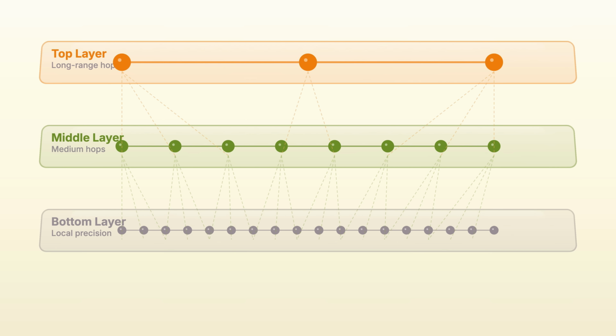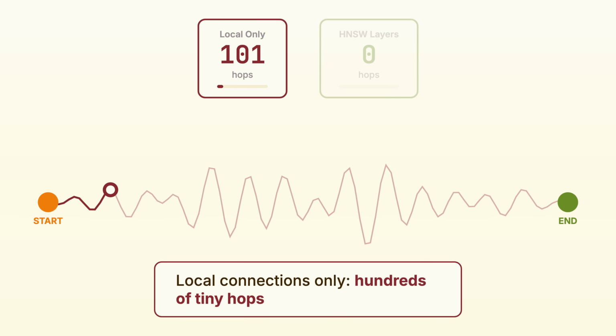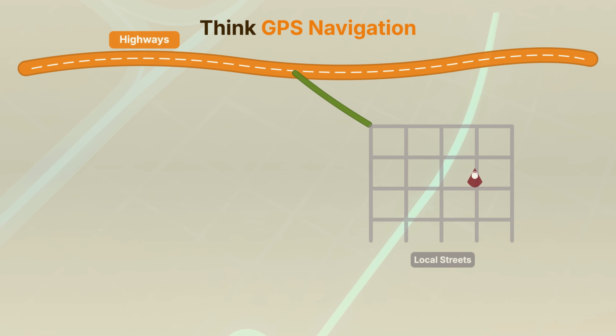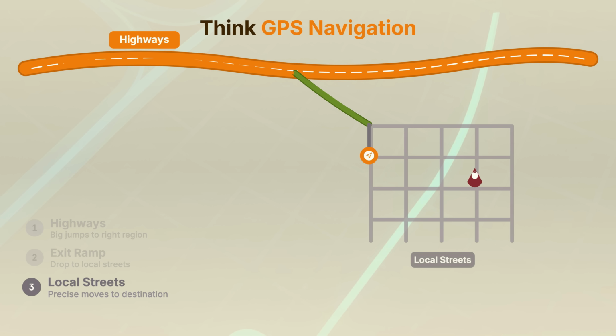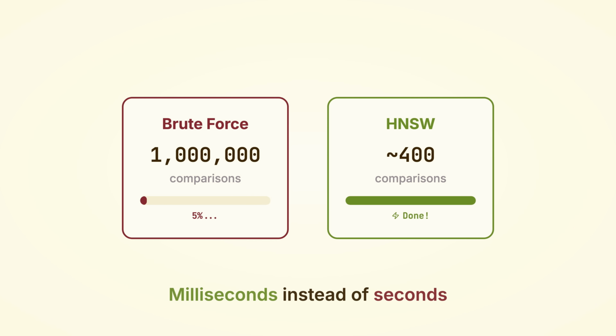Why does this help? Imagine navigating with only local connections. You'd take hundreds of tiny hops just to cross the space. The top layer fixes that. Long-range connections let you skip most of the distance in a few jumps. Then you drop down for precision. Think GPS navigation. Top layer is highways, long-distance jumps to the right region. Bottom layer is local streets, small, precise moves. Parks right next to its nearest neighbors. Instead of a million distance calculations, a few hundred.